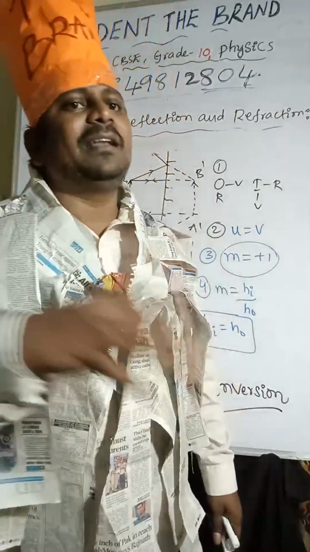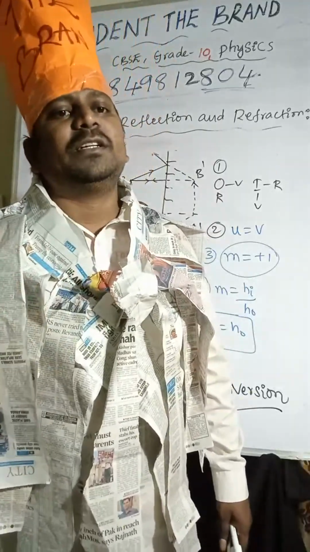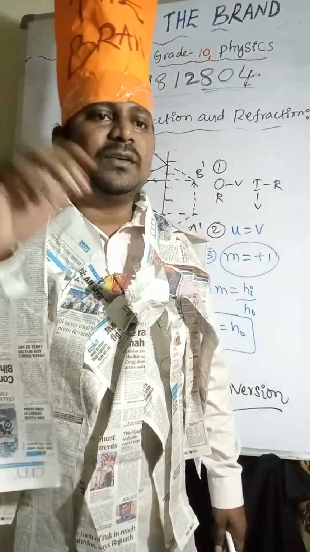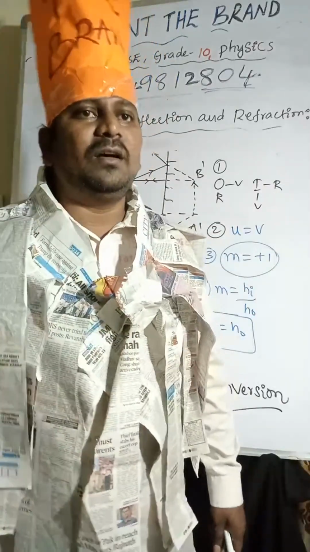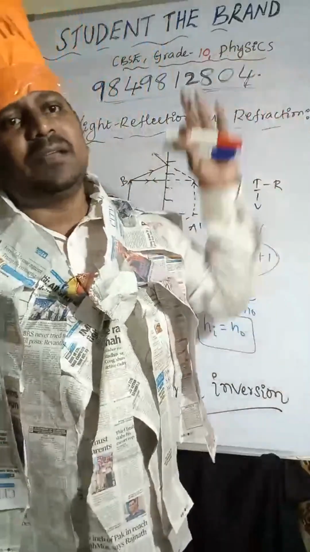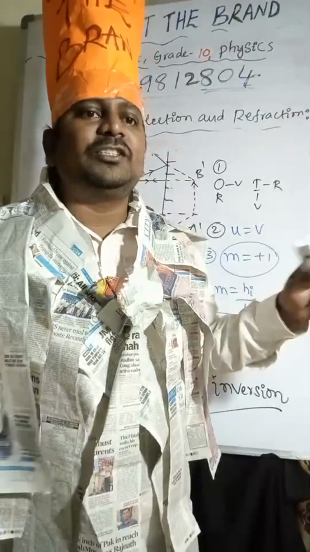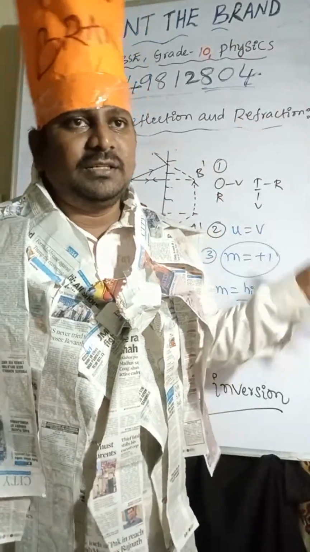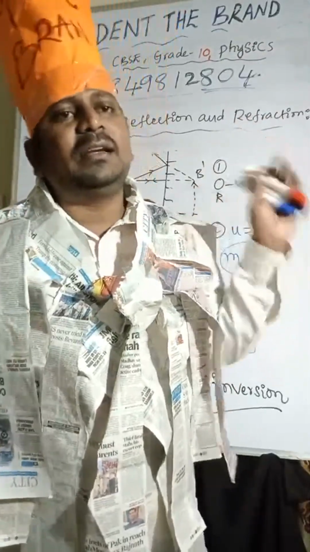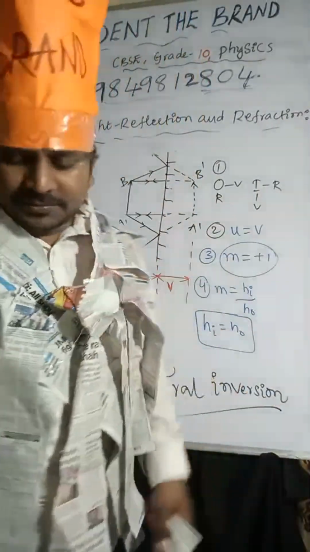So this mirror image is called lateral inversion. So what is lateral inversion? The phenomenon in which the right side of the object appears to be the left side of the image, and the left side of the object appears to be the right side of the image, is called lateral inversion. I hope it is very clear. So this is about a plane mirror.